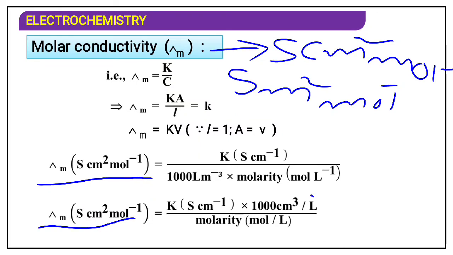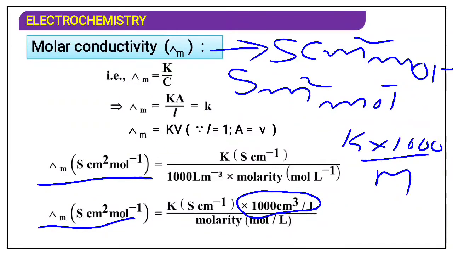simple. The 1000 that we were previously writing in the downside, now here we have to write in the upside. Then it will become K into 1000 divided by molarity. K into 1000 divided by molarity. Suppose you want to get Siemens centimeter square mole inverse, then the K value should be in the form of... Here there is a small mistake in the K value. I will rectify it. So there is a small correction here.